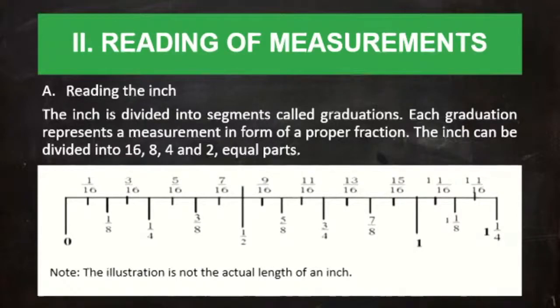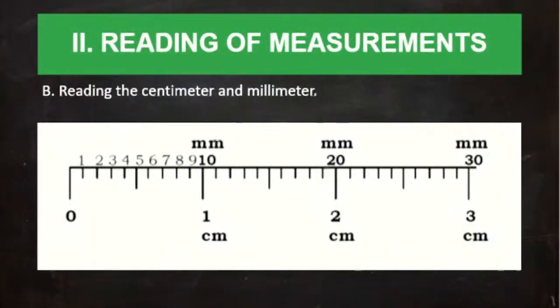Each graduation represents a measurement in the form of a proper fraction. The inch can be divided into 16, 8, 4, and 2 equal parts. Note, the illustration is not the actual length of an inch. Reading the centimeter and millimeter. 1 centimeter is equivalent to 10 millimeters.